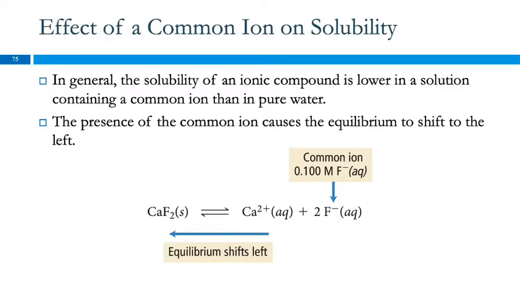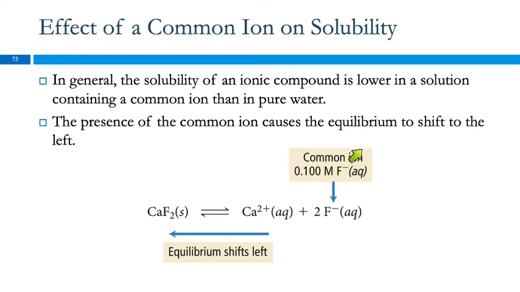So a common ion present in the solution can have a significant effect on the solubility of a compound. In general, the solubility of an ionic compound will be lower if the solution contains a common ion rather than just pure water. The reason is that the presence of that common ion causes the equilibrium to shift. If we're looking at calcium fluoride dissolving, it produces calcium ions and 2 fluoride ions.